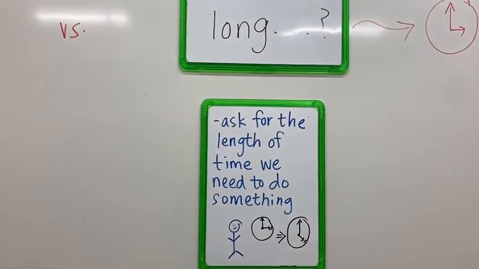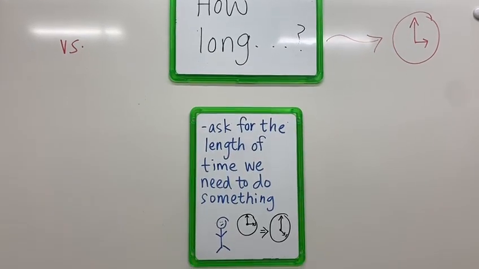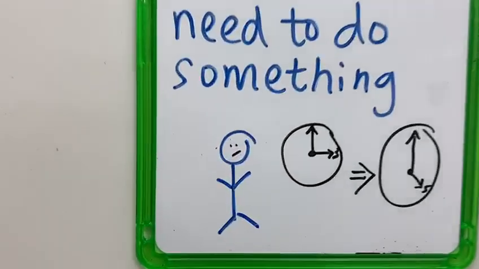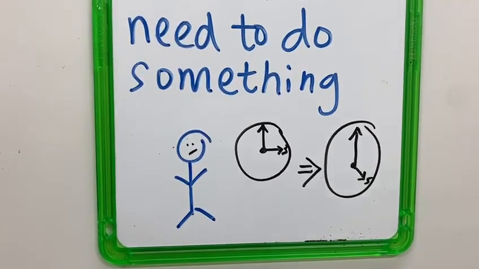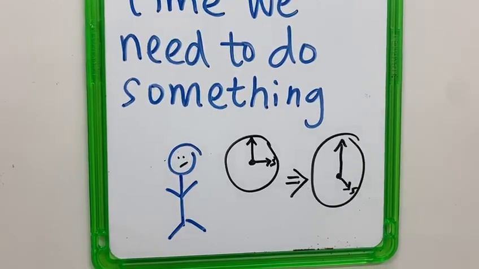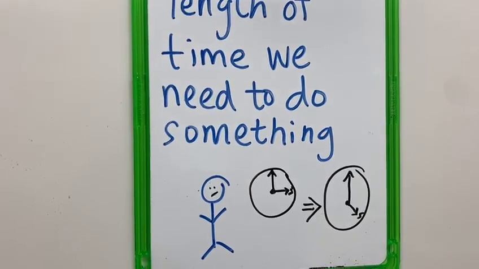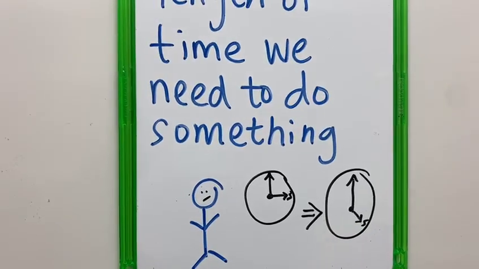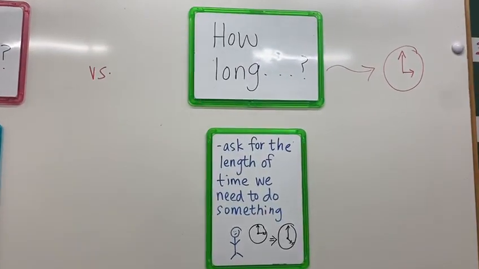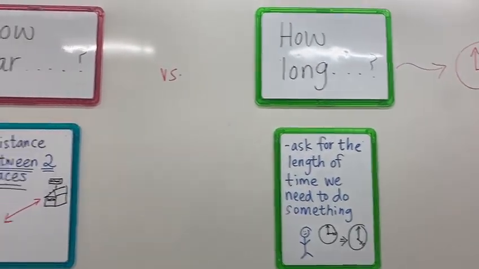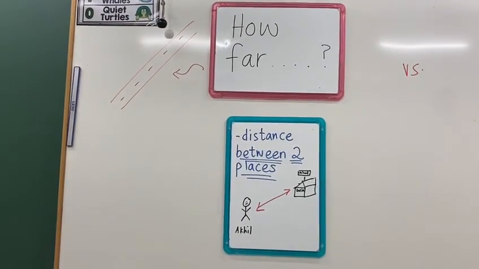Now, when we refer to how long, we are asking for the length of time we need to do something. Okay, for example, let's say this person wants to do his homework and he starts doing it at 3 o'clock and finishes doing his homework at 5 o'clock. So he took 2 hours to complete his homework. So when we're talking about time, once again, we are referring to how long. And when we're talking about distance, we will use how far in the sentence.